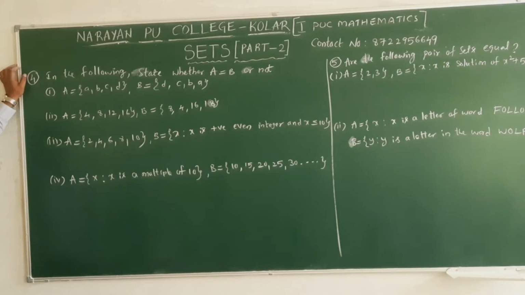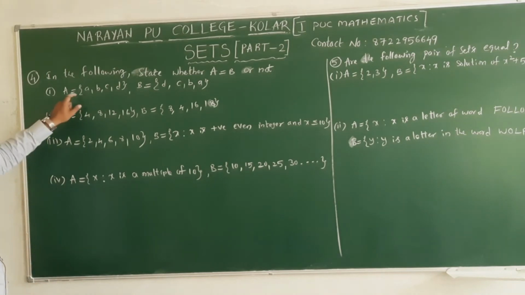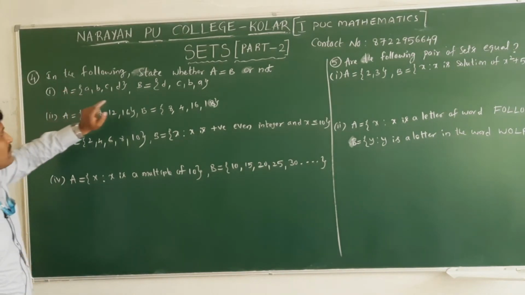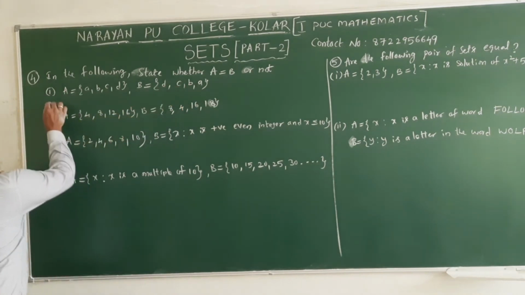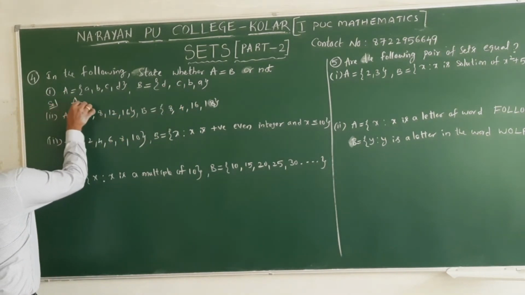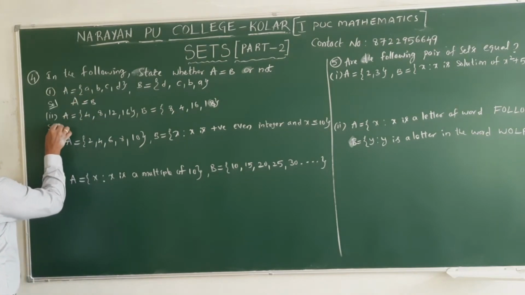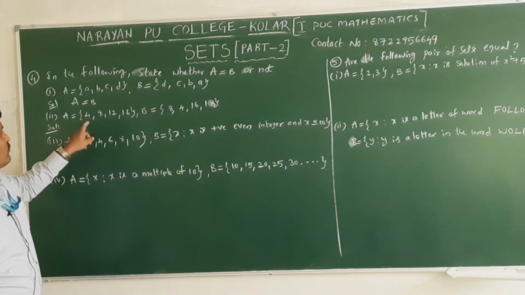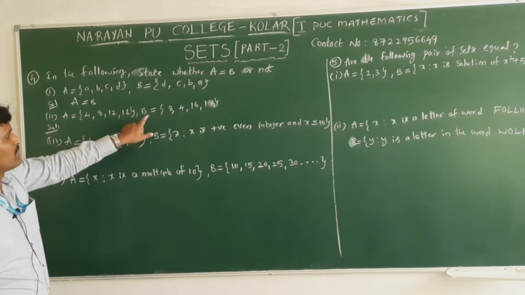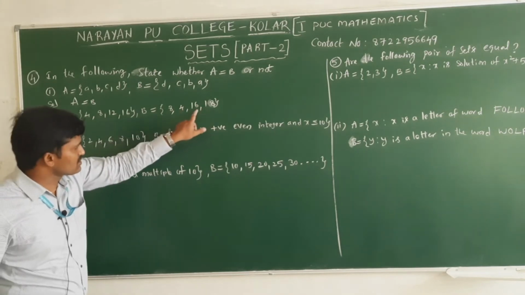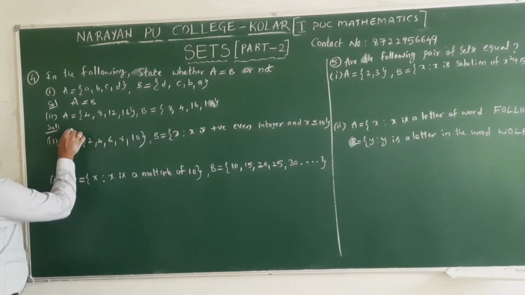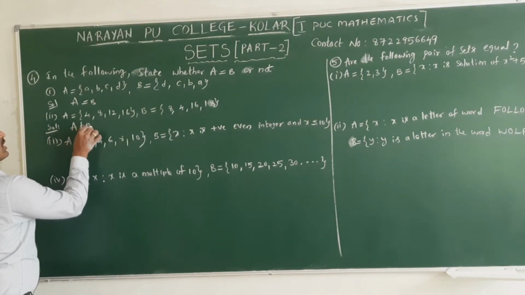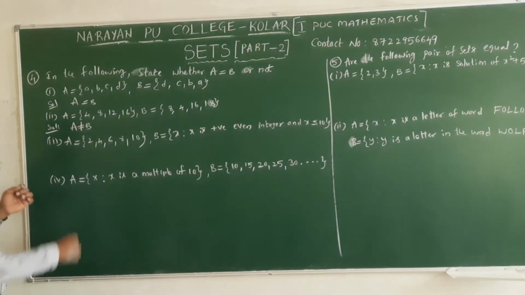Coming to question number 4. In the following, state whether A is equal to B or not. See in the first question, A, B, C, D are the elements in set A. B also has A, B, C and D. That's why here A and B are both equal. Coming to the second question, 4, 8, 12, 16. Here in B, 4 is there, 8 is there, 16 is also there, but 12 is not there. Here a different element. That's why A is not equal to B.